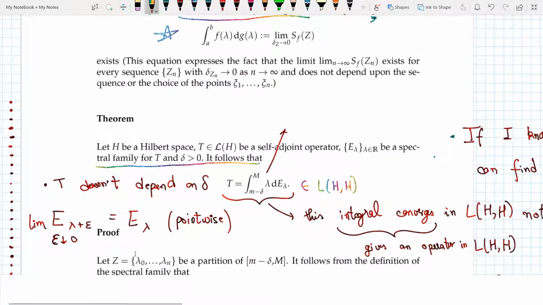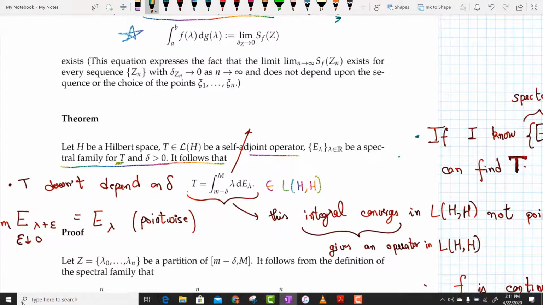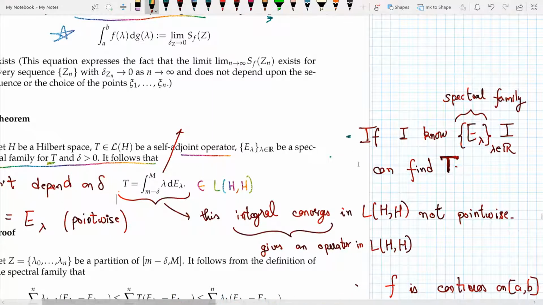Now let H be a Hilbert space and T belong to L(H) be a self-adjoint operator. Now let E_lambda be a spectral family for T. It follows that T can be reconstructed like this. So the thing is that this T does not depend on delta. Another thing about this T is that if I know E_lambda, the spectral family, I can find T. I can reconstruct this T from my spectral family. And this integral converges in L(H,H), not pointwise. This also gives an operator in L(H,H).